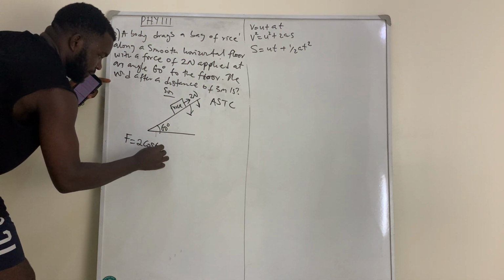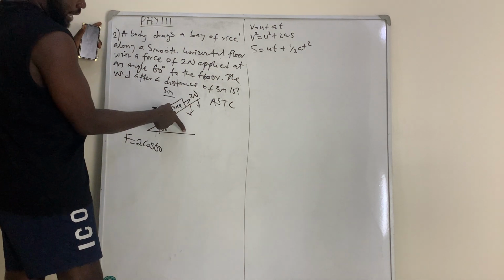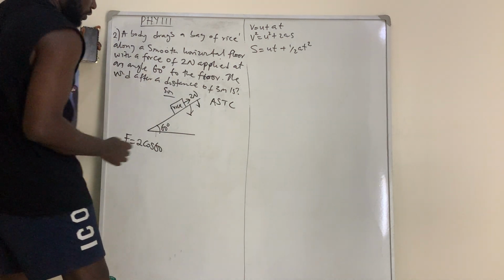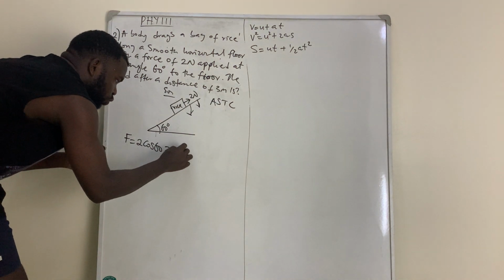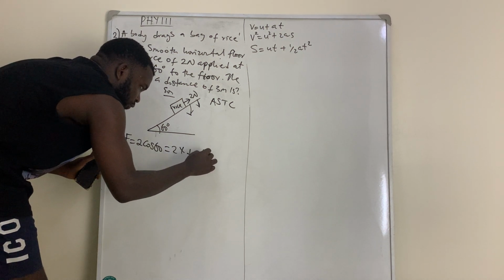So the force I'm going to use here should be 2 cos 60. Why did I say 2 cos 60? Because the force I'm applying is moving towards this angle, and towards the angle we are using cos. So 2 times cos 60, which is half, will give you 1 Newton.